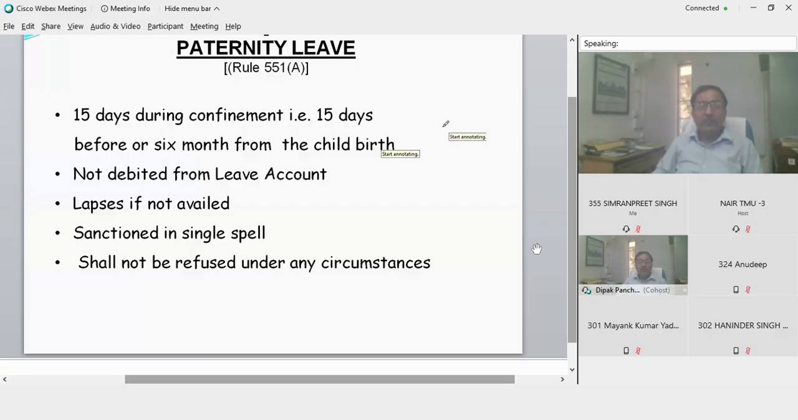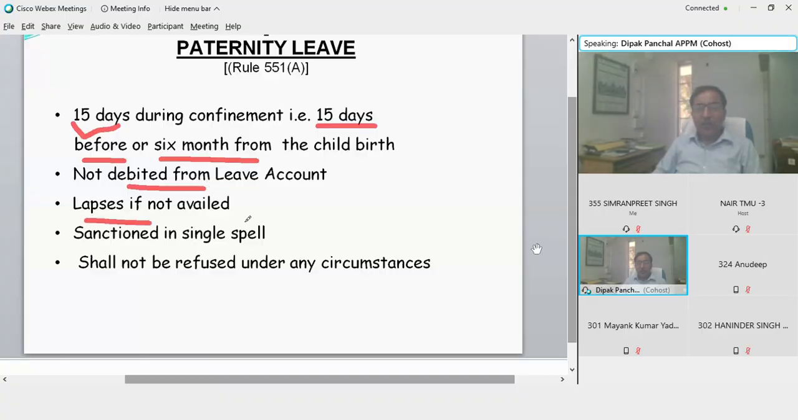Now, paternity leave. The limit is 15 days and it can be availed either 15 days before or 6 months after the date of delivery. It is not debited from the leave account. This leave lapses if it is not availed. Just like maternity leave, it is sanctioned in one single spell only, and it should not be refused under any circumstances.